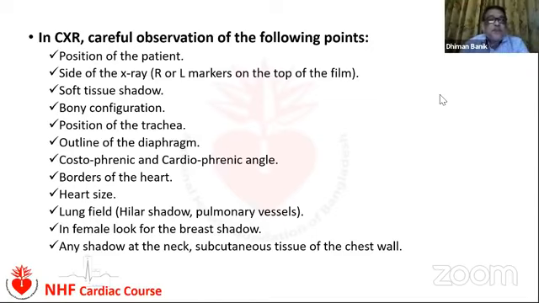The costophrenic and cardiophrenic angles are also important in our cardiological aspect, because small effusion or small pneumothorax can be missed without seeing these angles. Borders of the heart I will mention later. Heart size: is it normal, or is there cardiomegaly? The lung field should be seen with special consideration. Hilar shadow and pulmonary vessels should be seen. In females, the breast shadow should be clearly seen, and if there is absence, that may be a feature of mastectomy. Other soft tissue of the chest wall should be seen properly.